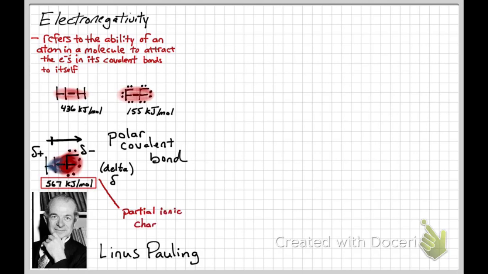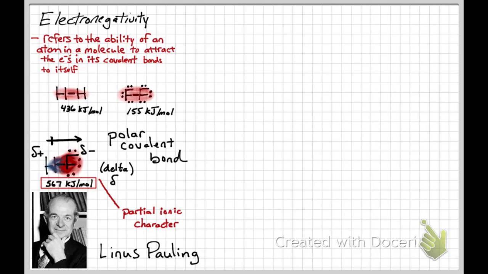So it is a covalent bond, but because of the uneven distribution of the electrons, you get a partial negative charge and partial positive charge on opposite sides of the bond, and this results in a partial ionic character of the bond. And therefore we call this not just simply a covalent bond, but a covalent bond with partial ionic character, or simply a polar covalent bond.